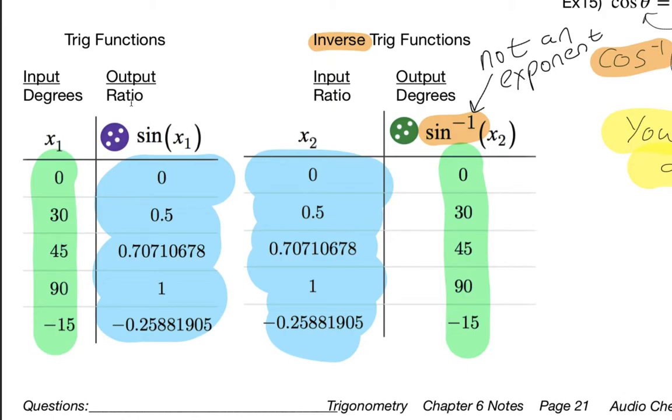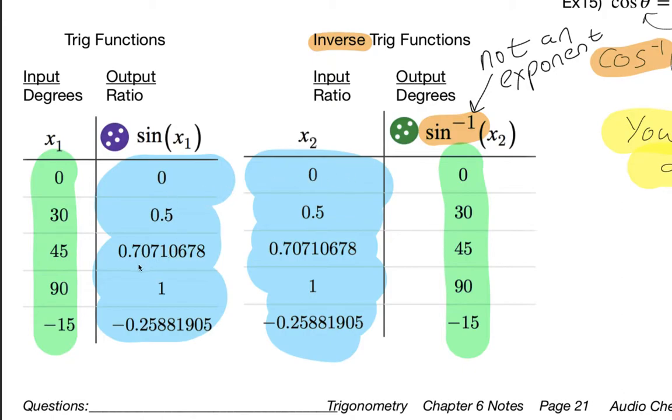The output is what you might call a ratio. It's a decimal. It can be a fraction. It's unitless. It has no units. 0, 0.5, 0.711, 1, or this crazy number right here. So if you were to take the inverse of these, you would interchange the input and the output. You would give it a ratio, and you'd hit enter in your calculator, and it would tell you degrees.